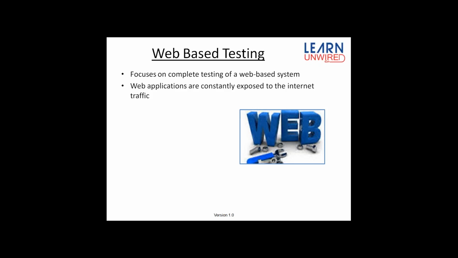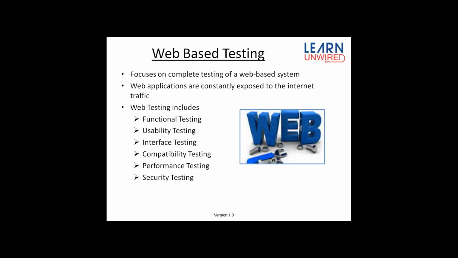And what is the significance of this testing? Web applications are constantly exposed to internet traffic, so testing them is very important. Now what all things will be included in web testing? You have a couple of different testings under web-based testing. They are functional, usability, interface, compatibility, performance, and security testing. We are going to see each of the testing types in detail. Okay, so this is an idea of what we will study under web-based testing.